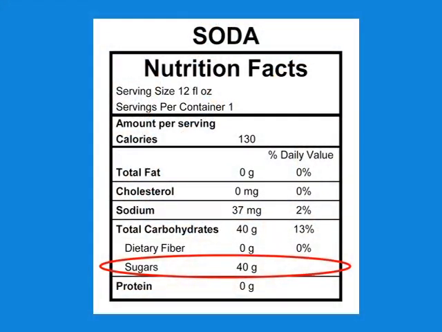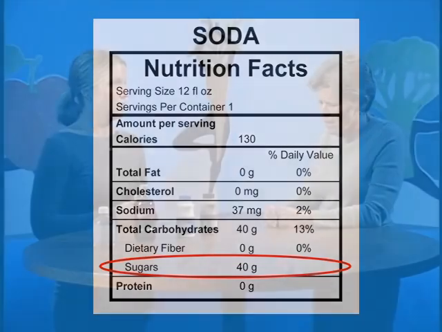See, there are 40 grams of sugar in this soda, which is more than my body needs. That's about 10 teaspoons of extra sugar. Wow, that is a lot of sugar. But why is it important to choose drinks without that extra sugar?